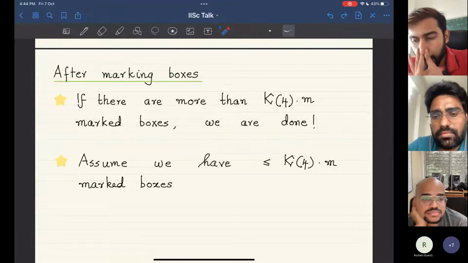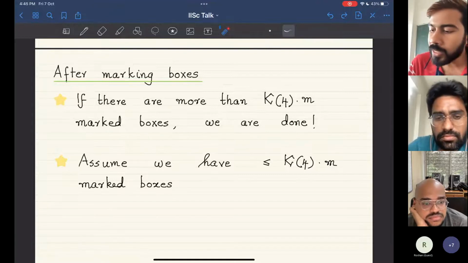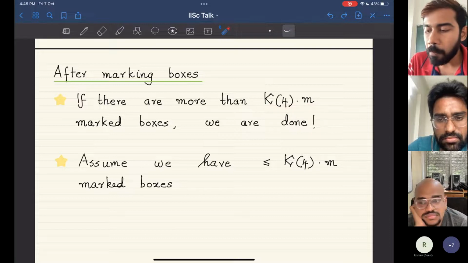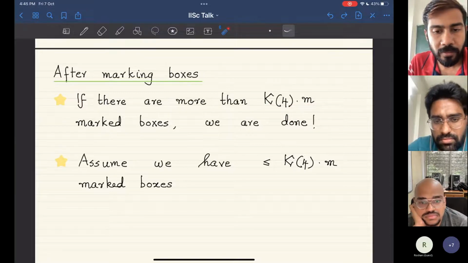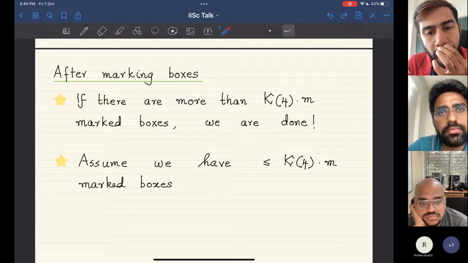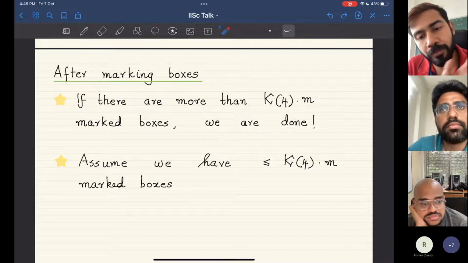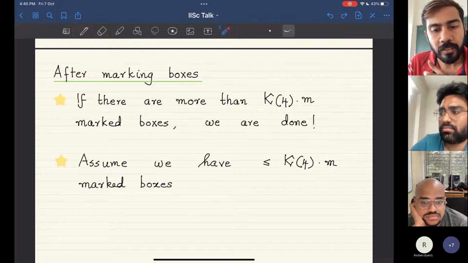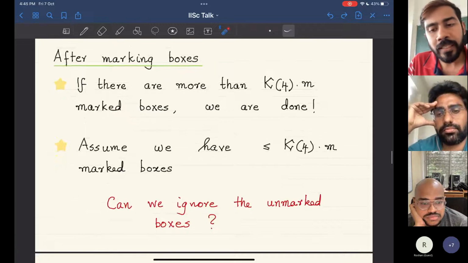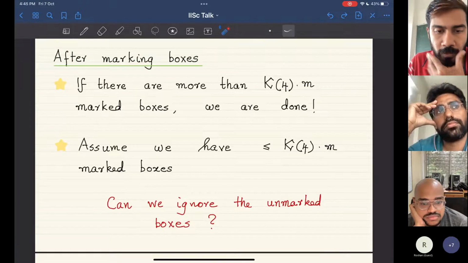Okay. So after marking the boxes, if there are more than some constant times m marked boxes, we are done because we would have already found a pi appearance. So suppose we have fewer marked boxes. What do we do? In that case, can we ignore the unmarked boxes?